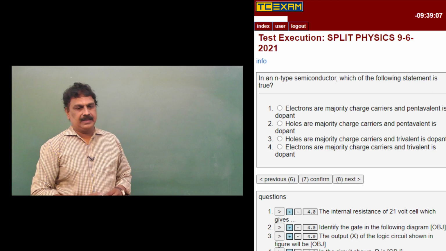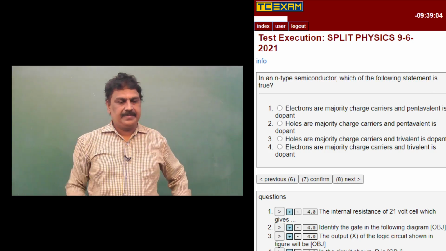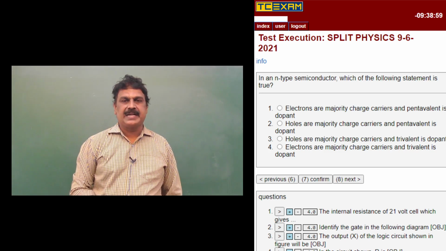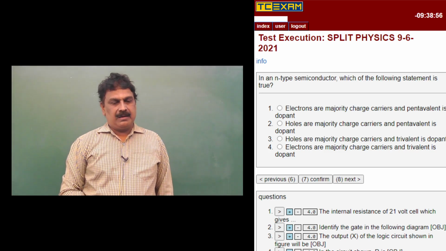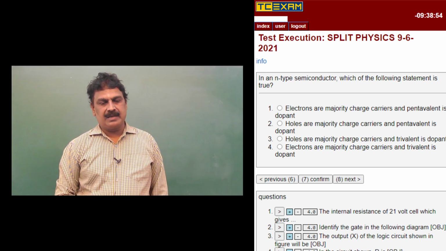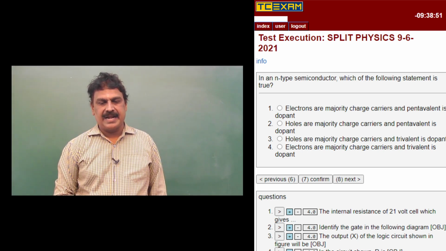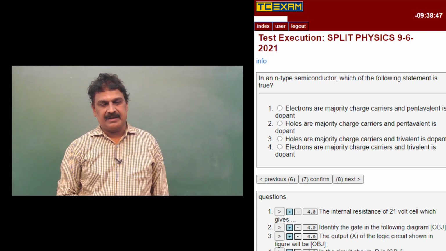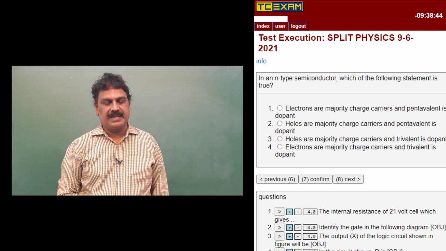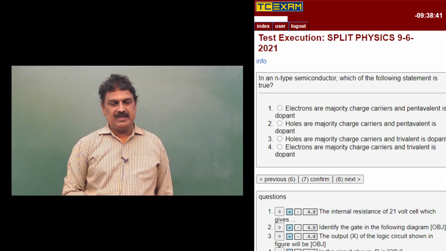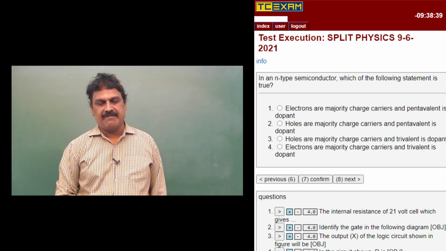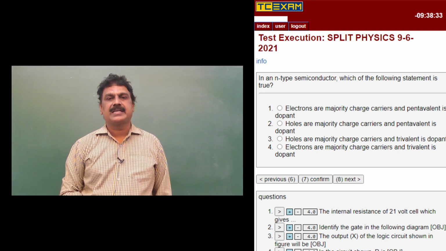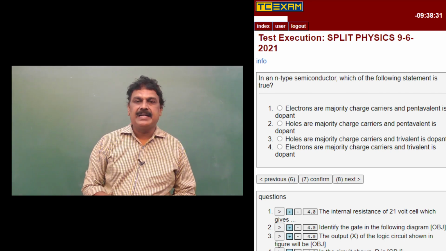Now, the next question: in an n-type semiconductor, which of the following statements is true? One, electrons are majority charge carriers and pentavalent is the dopant. Two, holes are the majority charge carriers and pentavalent is the dopant. Three, holes are majority charge carriers and trivalent is the dopant. Fourth one, electrons are majority charge carriers and trivalent is the dopant.